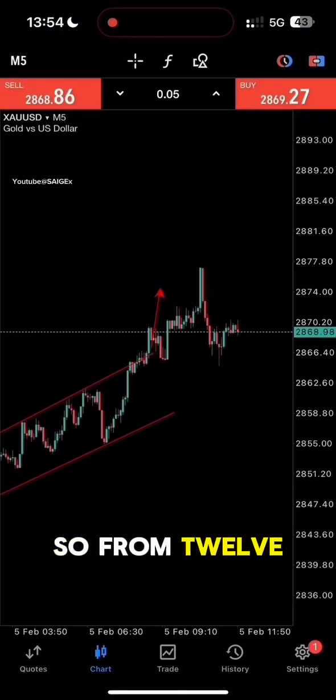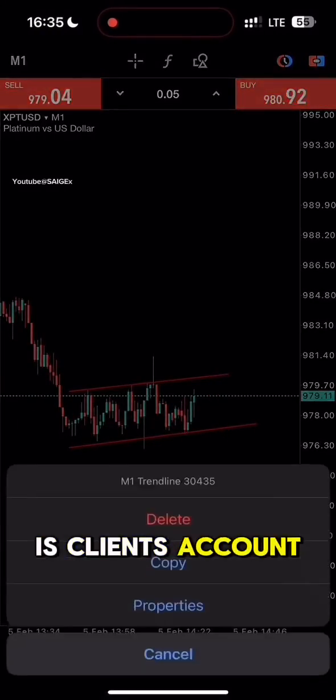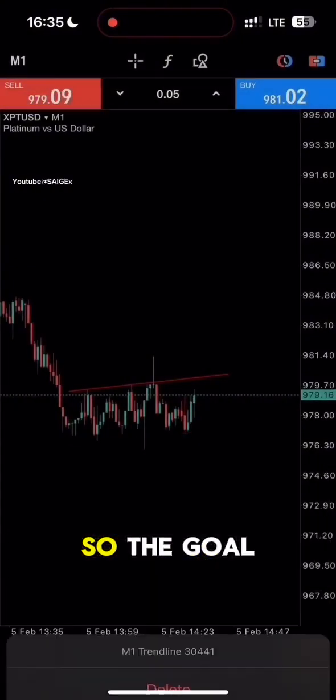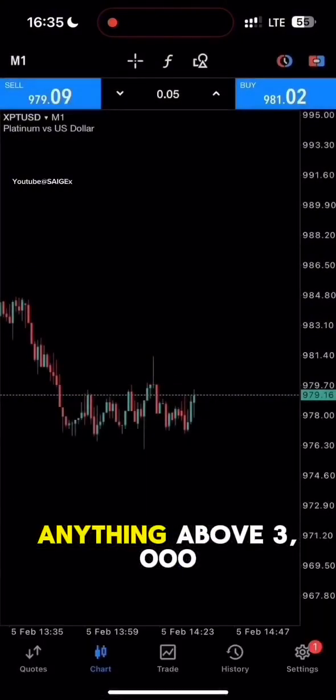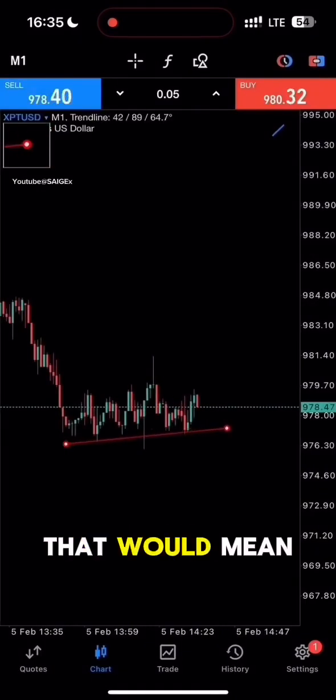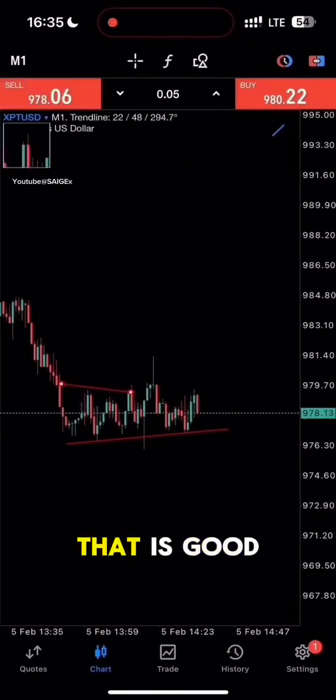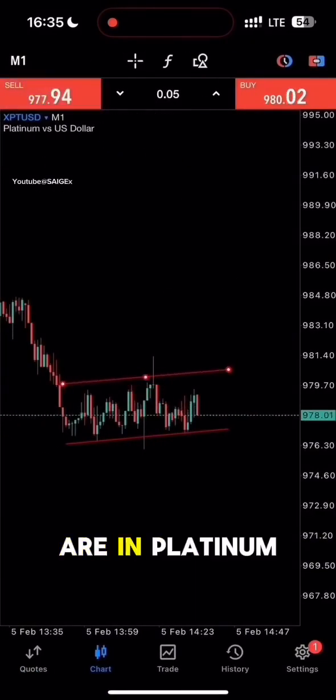From $12.75, we are in almost $30, guys. Raising the account, this client's account, you're raising the account. So the goal is anything above $3,001. That would mean $1 profit for the client. So that is good.